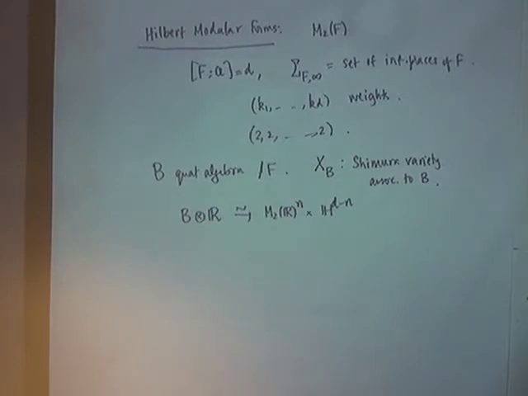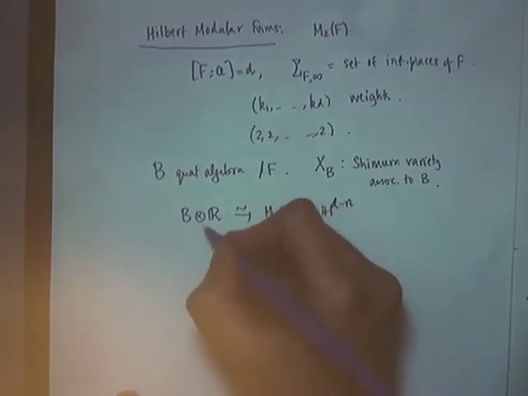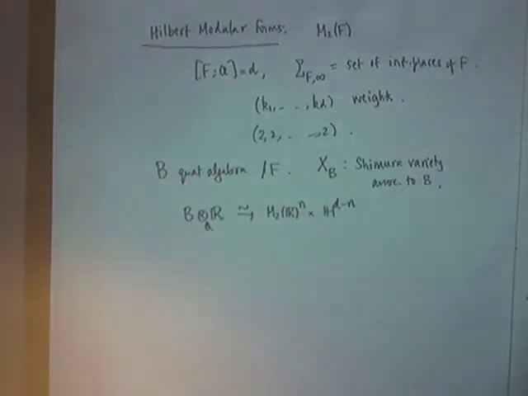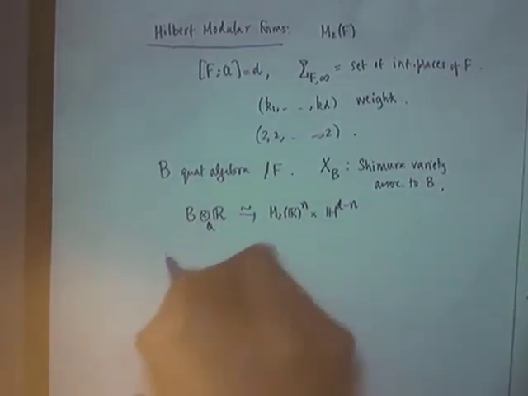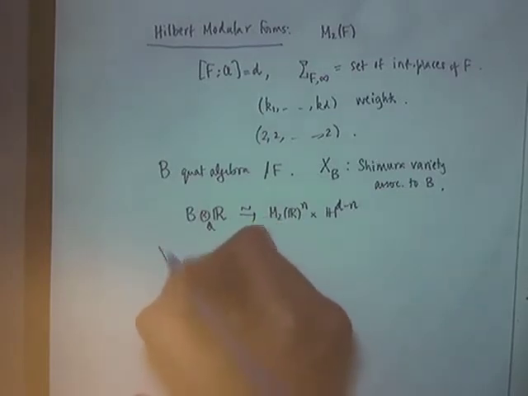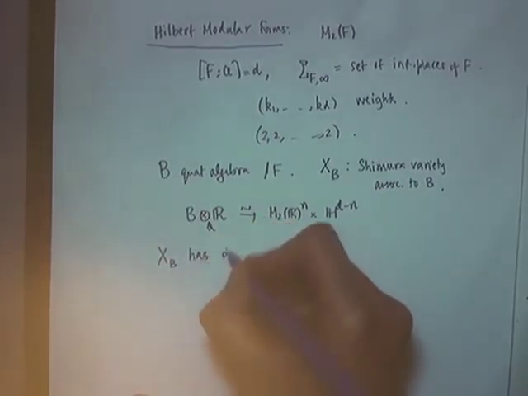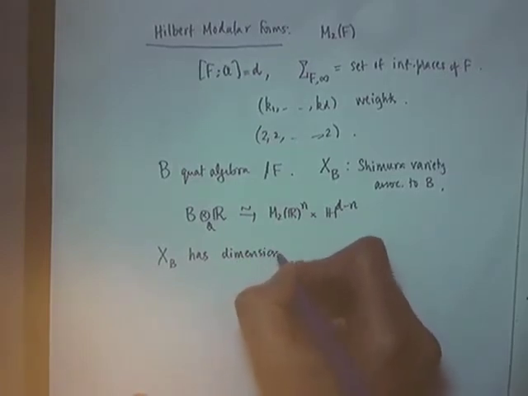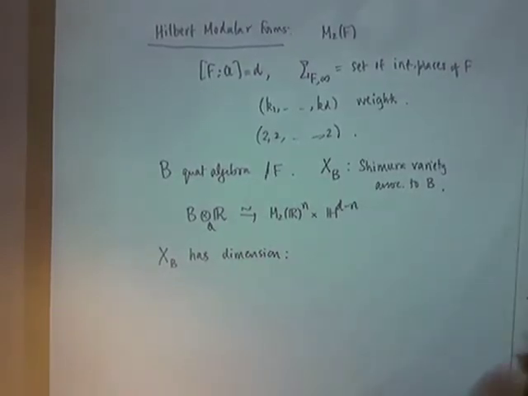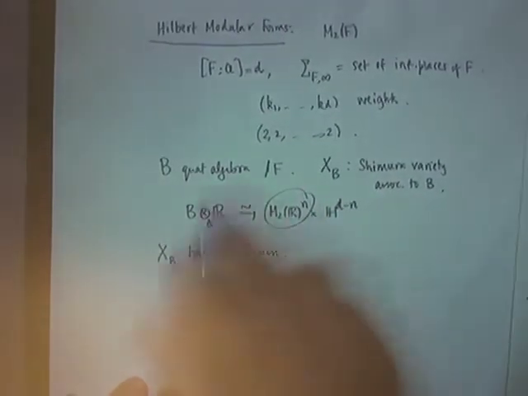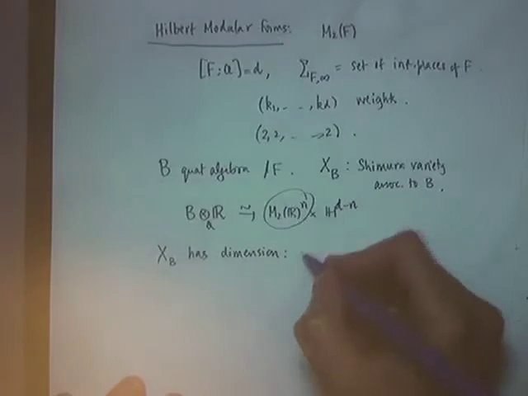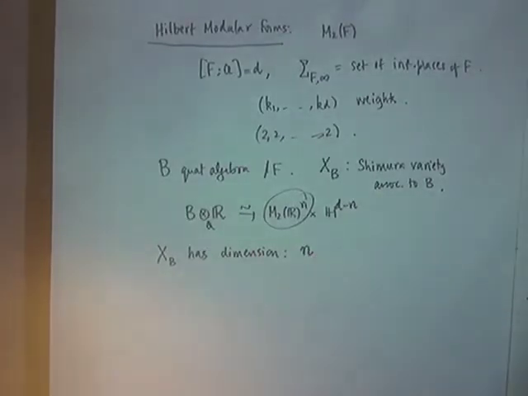Tensoring over Q. Yeah. So, right? Now, this variety X sub B, so it turns out that X sub B, does somebody want to guess what the dimension is going to be? Somebody who hasn't seen this before? Okay, it should come from this part, right? M2 of R, because that's the part that you can make act on a bunch of copies of the upper half plane. So X sub B has dimension n, exactly n, right?